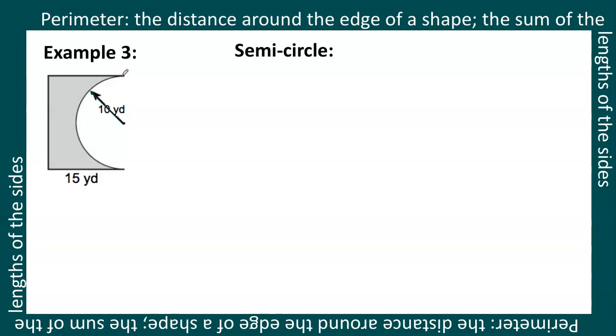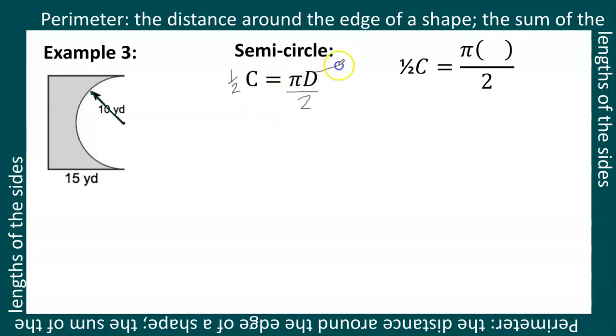First, we're going to focus on this semicircle edge. We need the formula for the circumference of a circle, and we only need half of the circumference. We do not need the whole distance around the circle. We only need this part of the outside of the circle. So we divide by 2 to find half of the circumference of the circle. Once you have the formula, we need to determine the diameter.